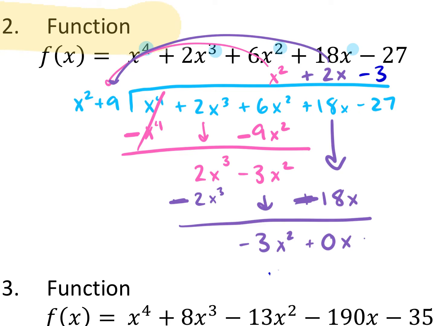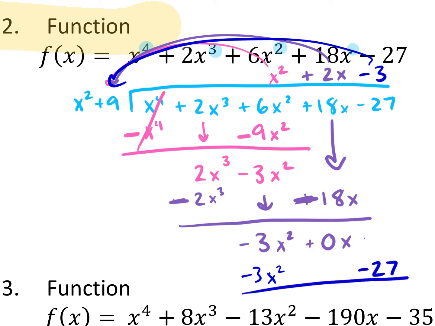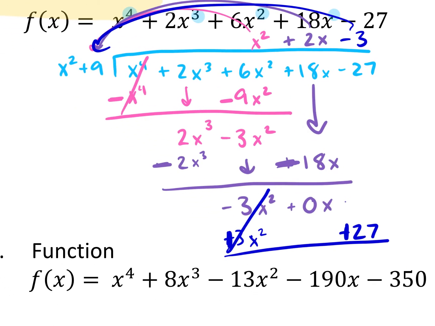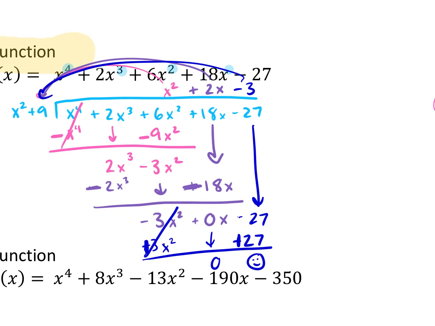So multiply the negative 3 times everything out front. So that would be negative 3x squared minus 27. Change the sign, and combine. So negative 27 plus 27 cancels, and we're left with no remainder. Because this was a 0x, so that's just 0 also. It will always, always, always divide in evenly if you multiplied it right to start, and if you divided right to start.